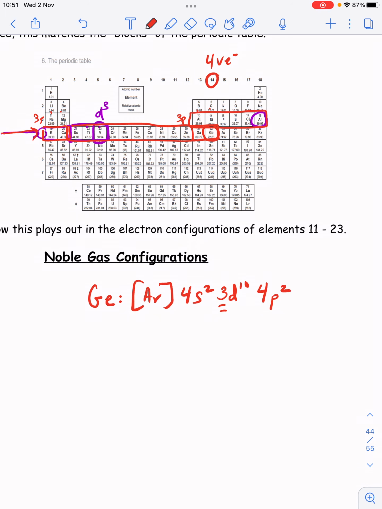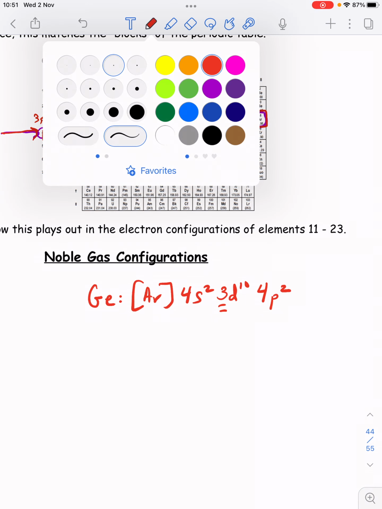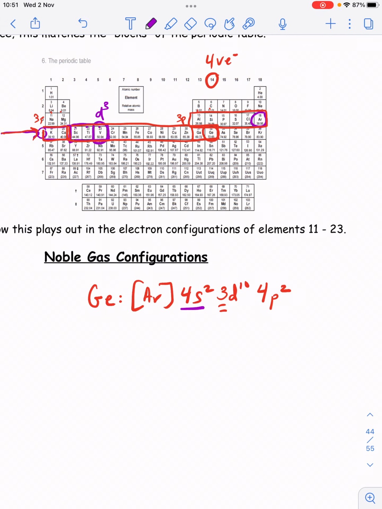So this is the noble gas configuration of germanium, and its valence electrons are the ones that are in the 4th energy level, because once again, the 3rd energy level is inside of the 4th energy level. It's not on the outside. So I've got 4 valence electrons.